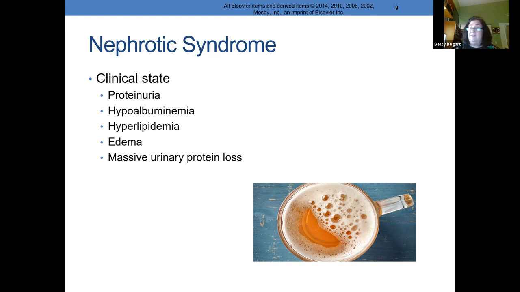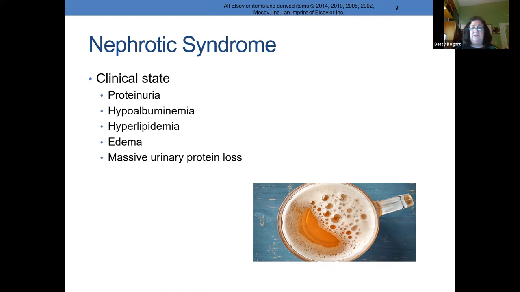So, hypoalbuminemia. That means no proteins in the blood. So be careful with your medications because they're going to get toxic quickly. Then it's the proteinuria. You're going to see 4+ protein in the urine, and it's going to look like a glass of beer. Like that right there, that could be the color of the urine with that foam.